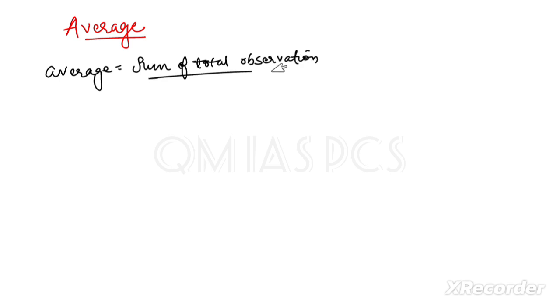If you write the formula of average, average is equal to the sum of total observations divided by the total number of observations. This is our basic formula of average.